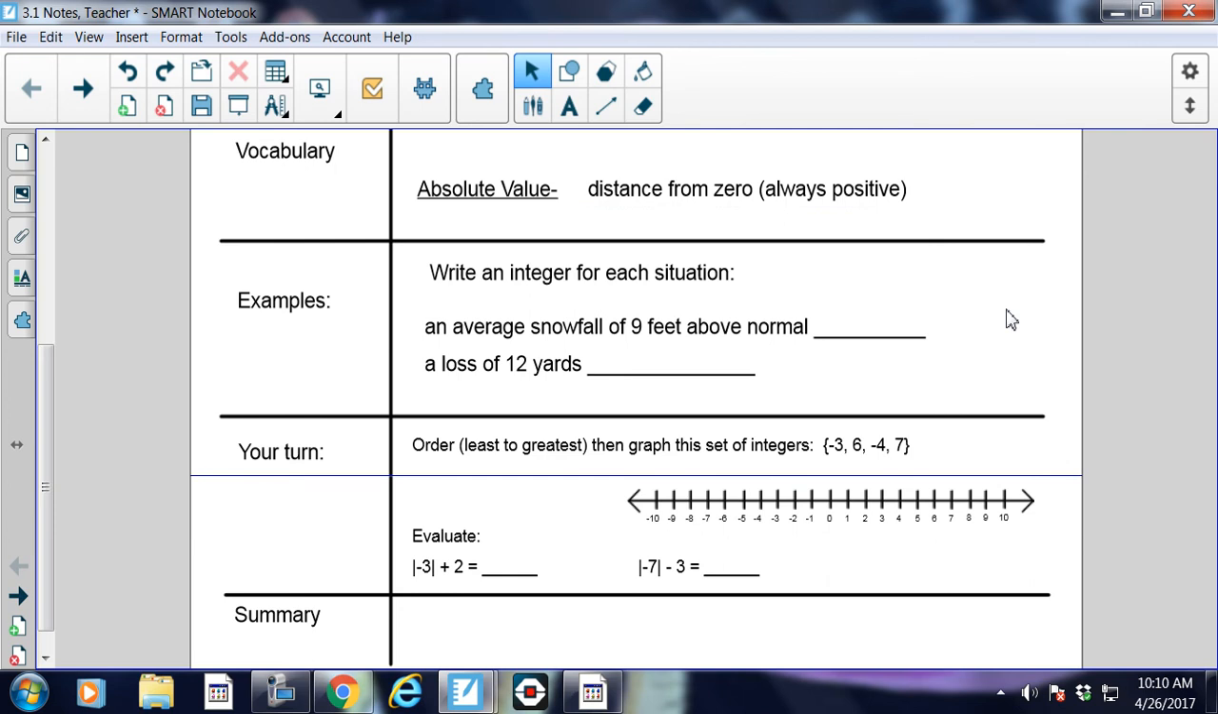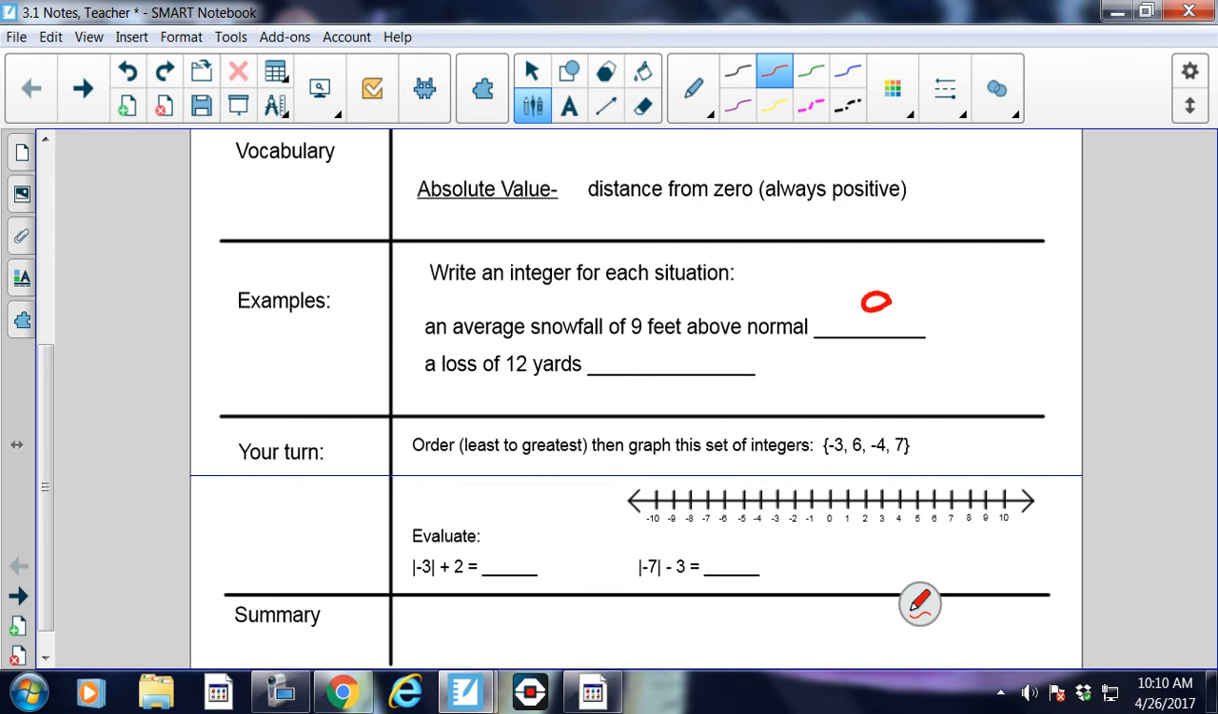So write an integer for each situation. A little review from the 6th grade material. An average snowfall of 9 feet above normal. When they say write an integer, write positive something or negative something. This average snowfall of 9 feet is a positive thing, you're adding something to it, so the integer would be positive 9, or you can just write 9. A loss of 12 yards would be written as negative 12.